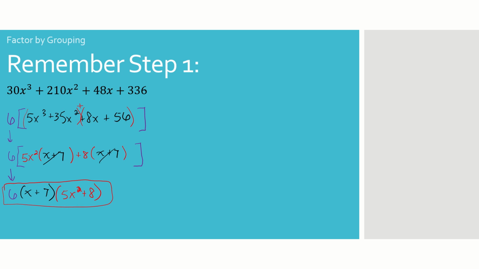Okay, I know that was a lot of information. Let's try one more of those. We have 40m to the fourth minus 100m to the third minus 8m squared plus 20m. Looking for a GCF first. They all have 4 in common. But look, they all also have m. The lowest exponent is m to the first, so we can take 4m out of each of those terms.